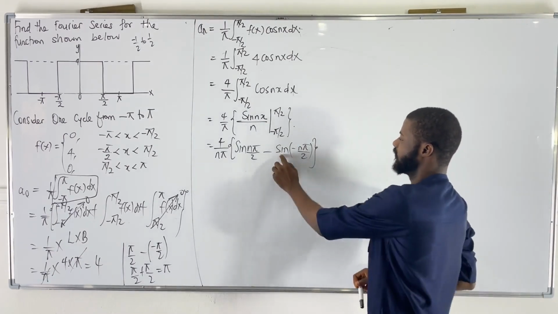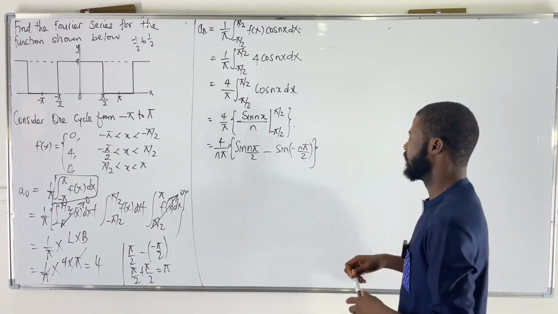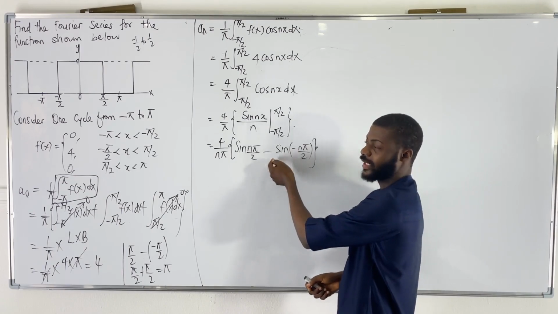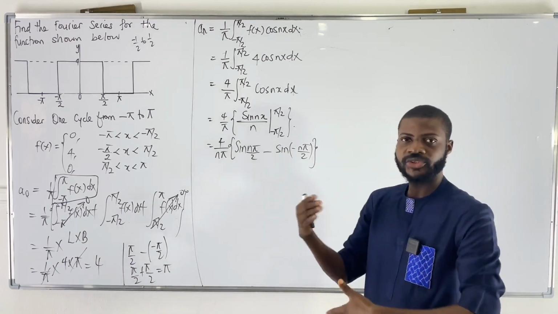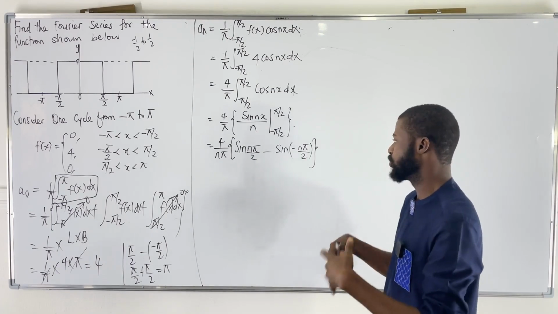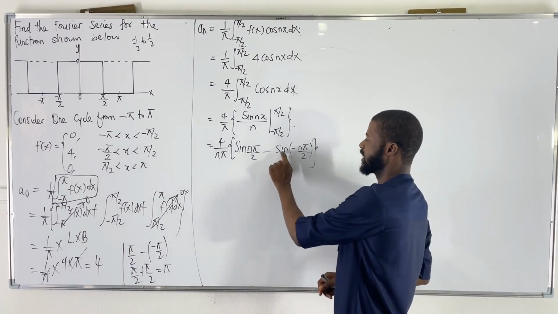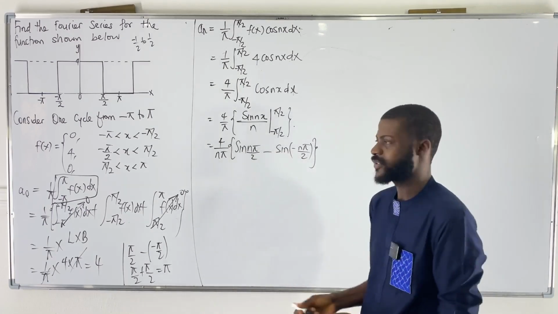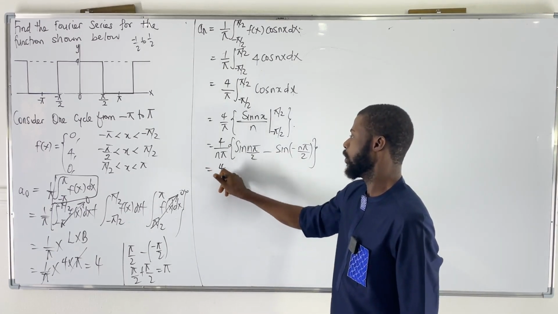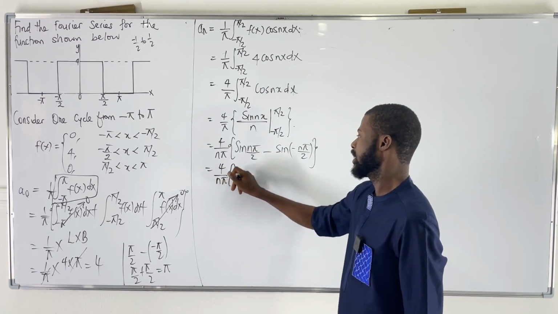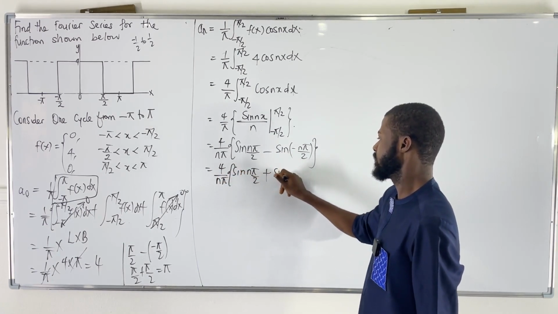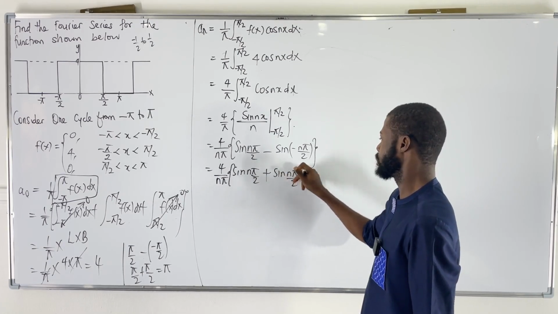Now, sine is an odd function. Since sine is an odd function, the minus comes outside. I think after this video, very soon, I'm going to treat even and odd functions. So the minus will come outside to make this minus into a plus. So this will be 4 over n pi, then we have sine n pi over 2 plus sine n pi over 2.